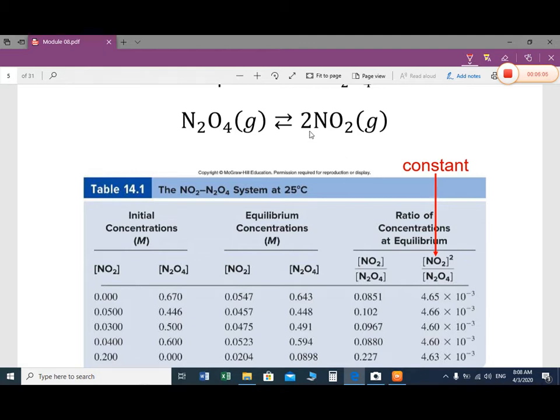So this 2 comes as a square here, this square here. When we write this square here, the ratio will give you a constant value. See, all the values are almost constant. So that constant is called the equilibrium constant. That is the main concept you have to understand.